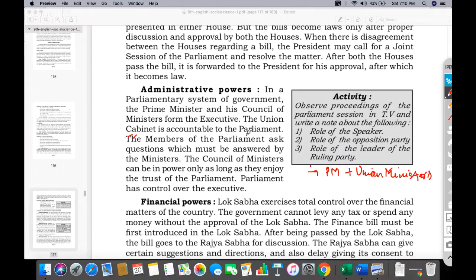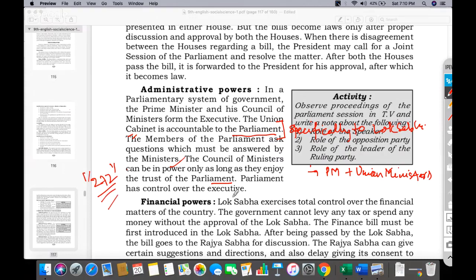The union cabinet is accountable to parliament, specifically to Lok Sabha, because in Lok Sabha they have to prove majority. The members of parliament ask questions which must be answered by ministers. The council of ministers can hold power only as long as they enjoy the trust of parliament. Trust of parliament means more than 272 members supporting them.